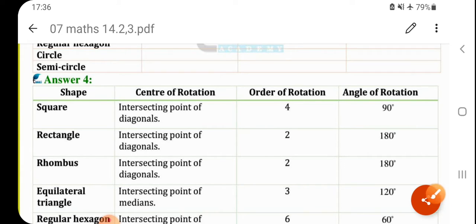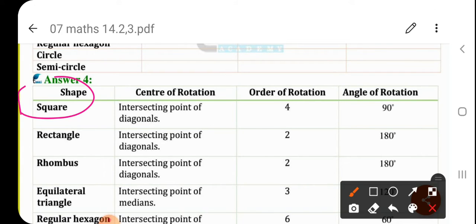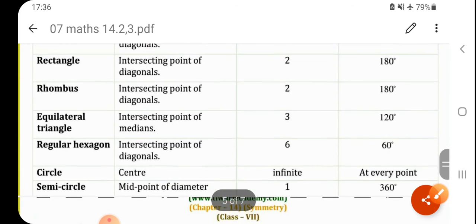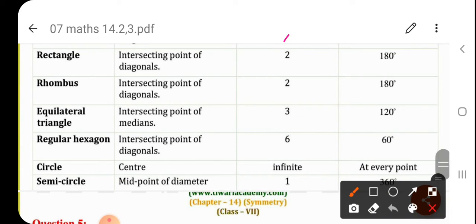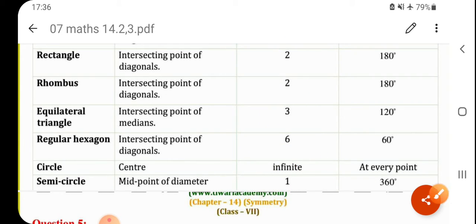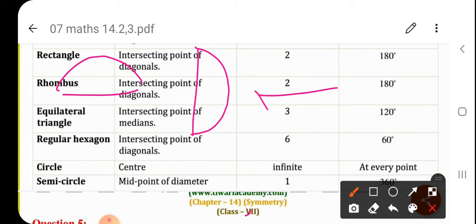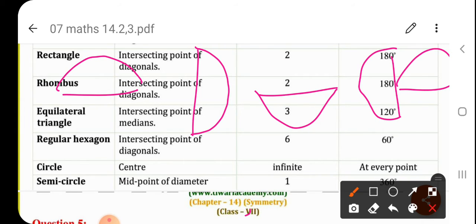The next: in a square, what is the order of rotation? 2. Sorry, it's 4. This we have seen before. Up to the equilateral triangle you know, up to the hexagon you know. Then circle: infinite. Semicircle: only 1, because it's a semicircle. You rotate it, and only on the fifth turn, you will get the same one.